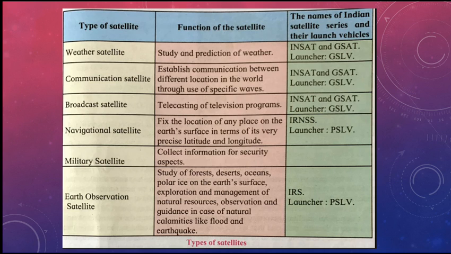Then comes the navigational satellite. What is the function of a navigational satellite? It is to fix the location of any place on the Earth's surface in terms of its very precise latitude and longitude. Then comes the military satellite, which collects information for security aspects.